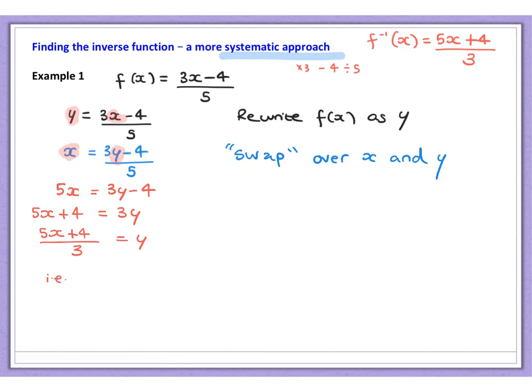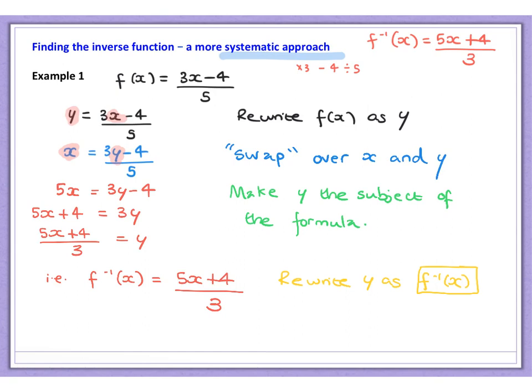So f minus 1 of x is equal to (5x plus 4) over 3. And we can see that this final answer is the same as the answer we wrote down at the beginning.